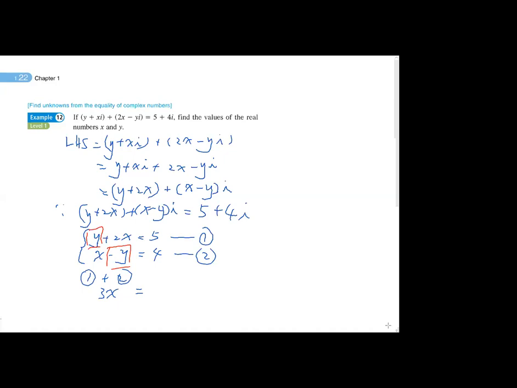And then on the right hand side, I have 5 plus 4, which is equal to 9. So x is equal to 3, and that is the answer of x. But don't forget to find the value of y.